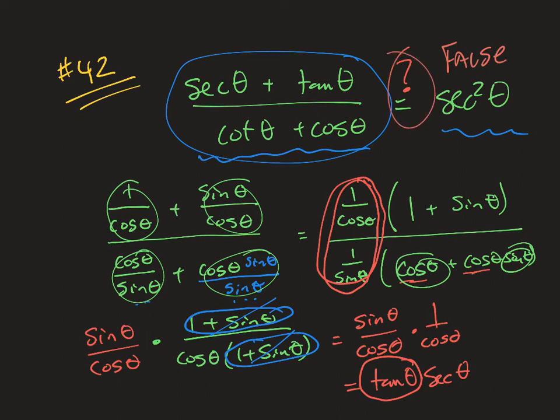All right, the answer to our question, is this identity true or not? And the answer is no, it's false. Because when I work it out, I end up with something that cannot possibly equal secant squared theta.